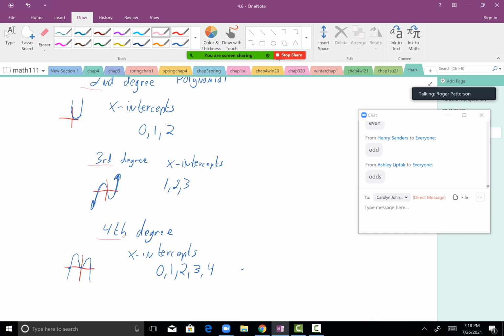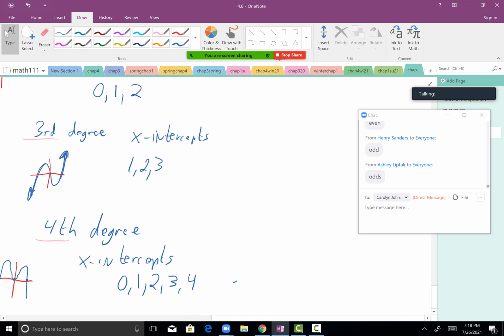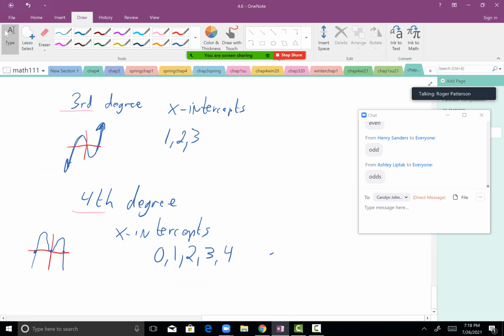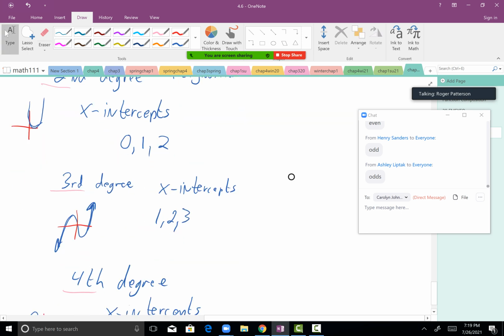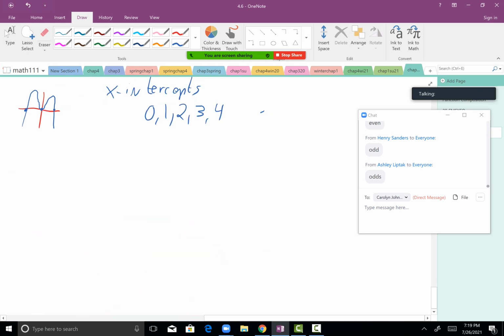Okay. Evens are going to have zeros because of that U shape. So hopefully you're making that connection. And the odd degrees are going to have at least 1 always, because of that N shape. All right. Cool. So we got it. So that's important about the x-intercepts.